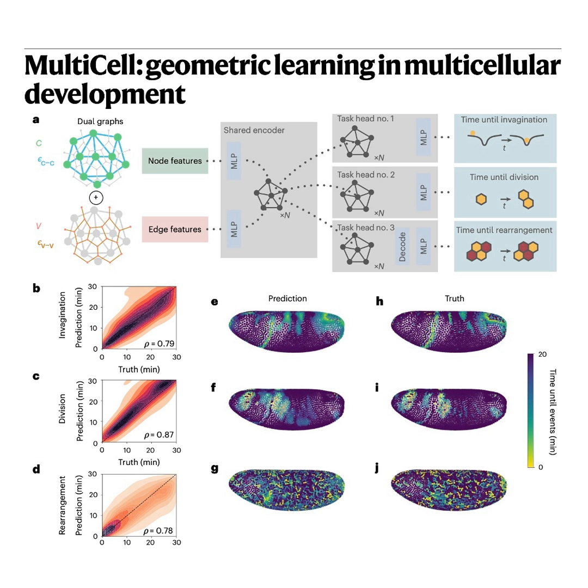And what were the predictions? It had to look at the tissue and simultaneously predict the time until 1, invagination or folding in, 2, division, which is mitosis, splitting in 2, and 3, rearrangement, the neighbor swapping we just talked about. These are totally different biological processes. Mitosis is about DNA replication. Invagination is about mechanics. Completely different. Yet the model could predict events 30 minutes into the future with correlations of nearly 0.9. It could distinguish between a cell that was about to divide and a cell that was about to fold.